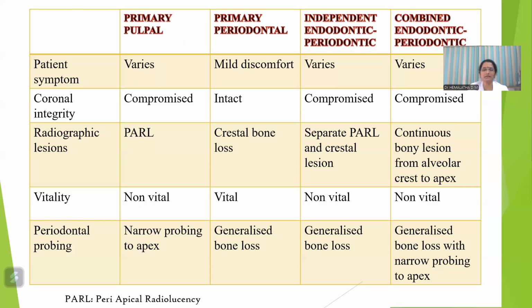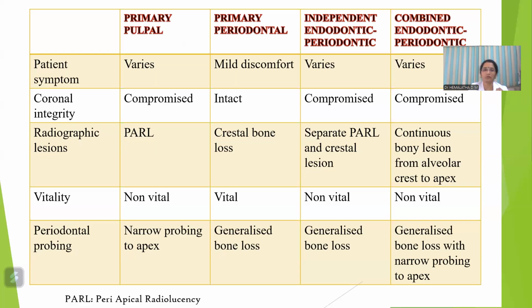So this tabular column is just a summary of the patient symptom, coronal integrity, radiographic lesion, vitality, and periodontal probing of these four conditions. Commonly, I have taken primary pulpal, primary periodontal, independent endodontic and periodontic lesions, and combined endodontic and periodontic lesions. In this tabular column, you can see that in primary pulpal lesions, the patient's symptom might vary.